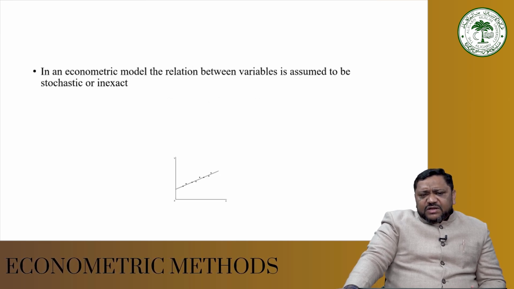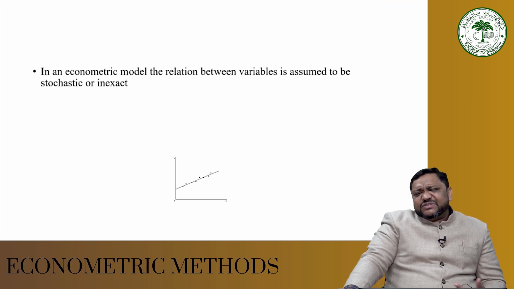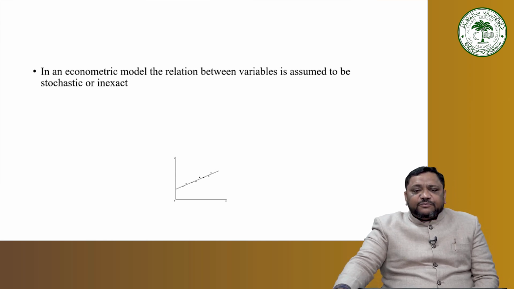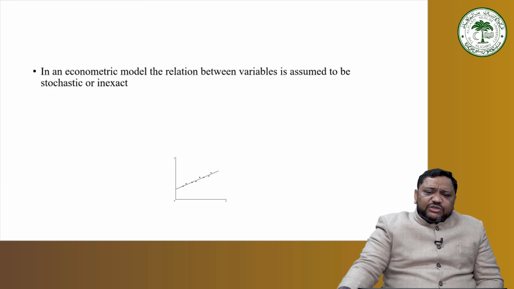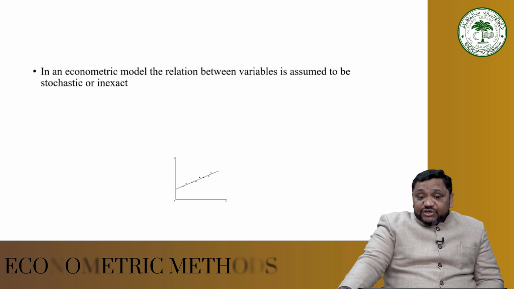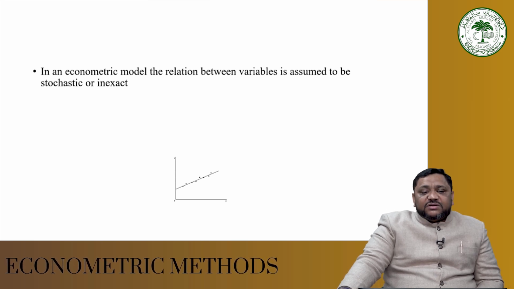So the point is that if you collect data on consumption and income of say 200 families and we plot this on observation, they will not lie on a straight line. Some observations will lie above the line, some observations will lie below the line, and some observations may lie on the line also. That is, the distance between observation and the line, it may be positive or it may be negative. Thus, in an econometric model, the relationship between variables is assumed to be stochastic or inexact. Stochastic means there is no one-to-one correspondence between x and y. That is, in addition to x, there may be other factors affecting y.